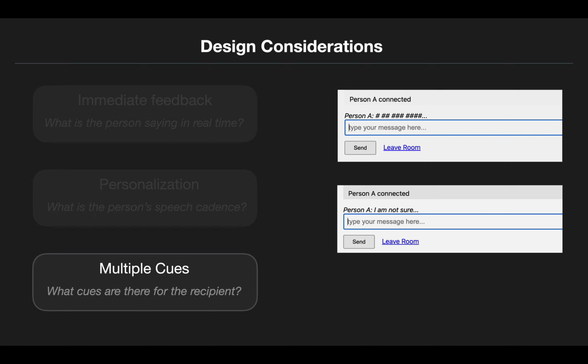Lastly, multiple cues in face to face interactions refer to what cues there are for the recipient, allowing users to follow another person's train of thought. This characteristic was inherent in our design with backspaces, a cue for the recipient that the sender is editing their response, or pauses implying that the sender is thinking.